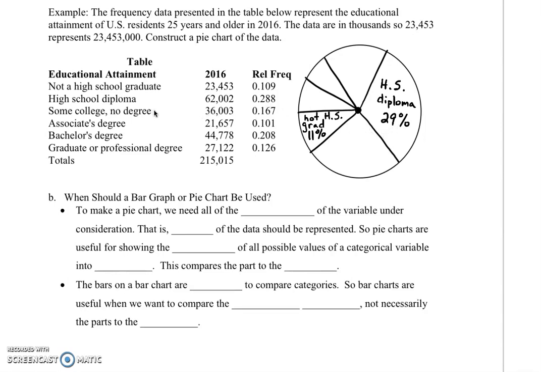People that have some college, meaning they went but they didn't finish, so they don't have a degree, is 17%. So that goes in a category that's bigger than the 11%, but not too much bigger. So this is some college, no degree, and that is 17%.